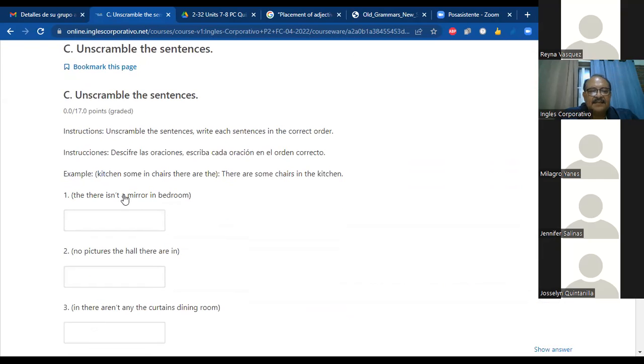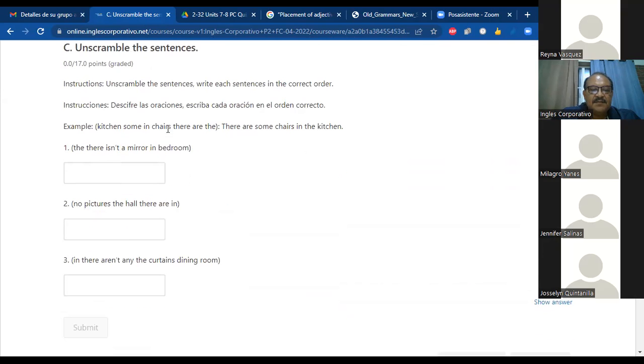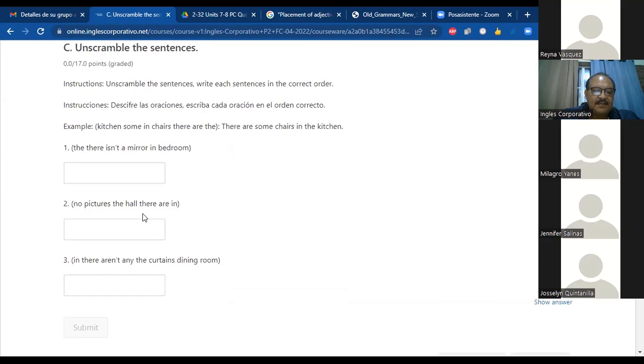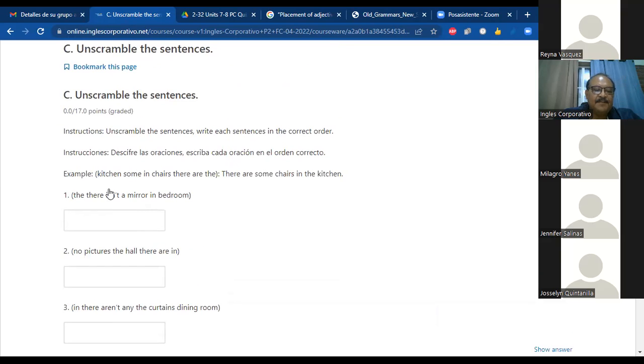Scramble, aquí se trata de poner en orden, right? Unscramble es desenredar, okay? Unscramble the sentence. For example, you say kitchen, some in chairs, there are. Ninguna tiene interrogación, todas son oraciones o afirmativas o negativas. Déjeme ver, todas son negativas, right? Aquí está el no, there isn't, there aren't any. Entonces, recuerden, ¿qué va primero en una oración? There are. De ahí la cantidad, si es some, any, o no.